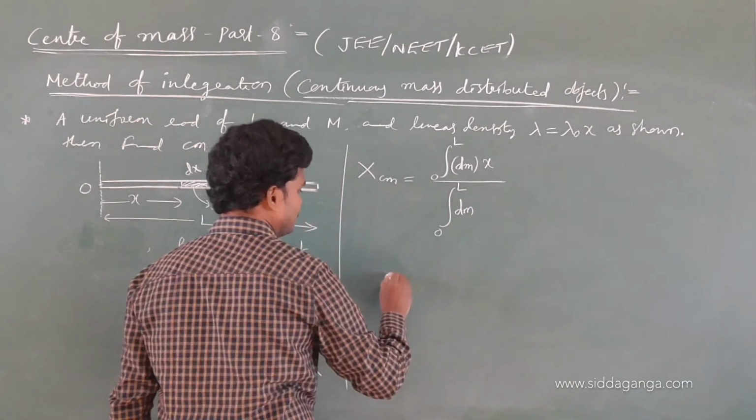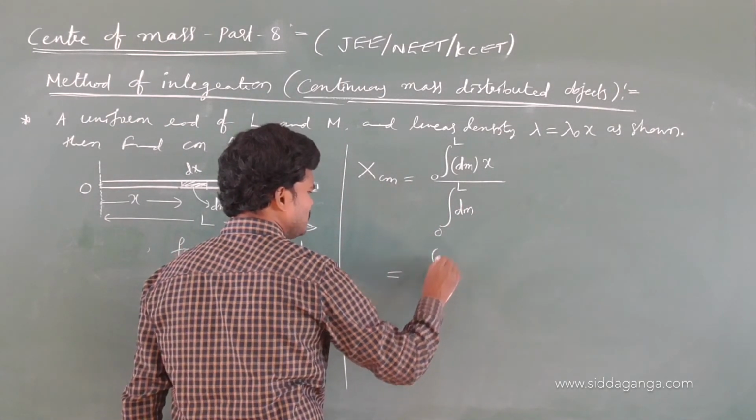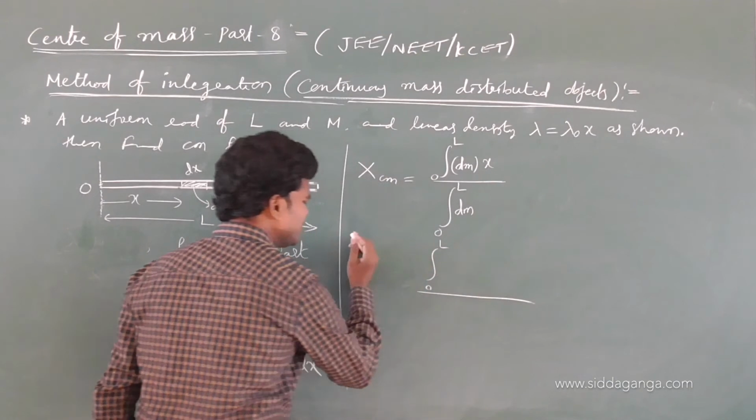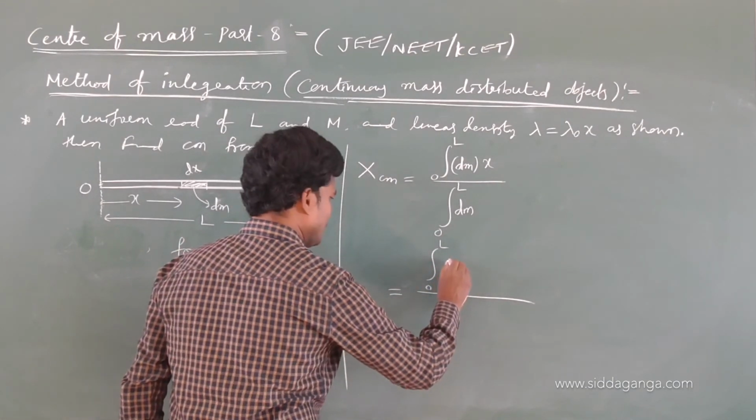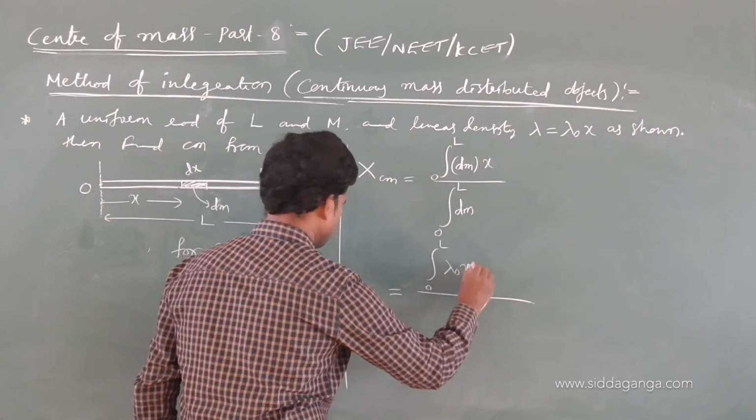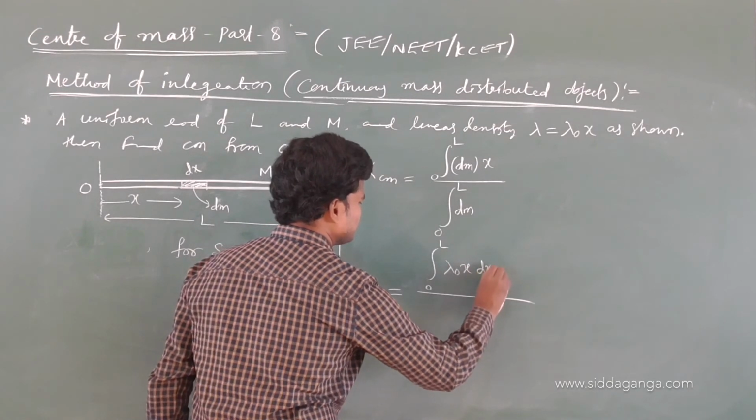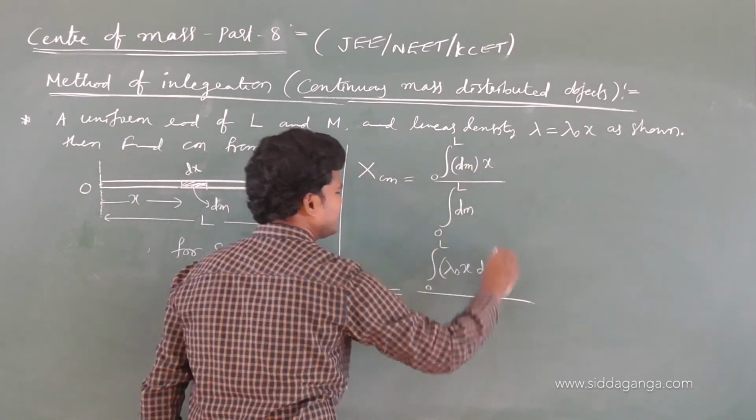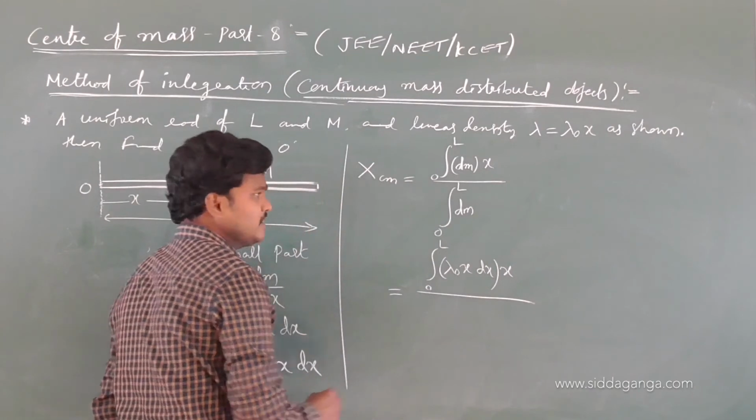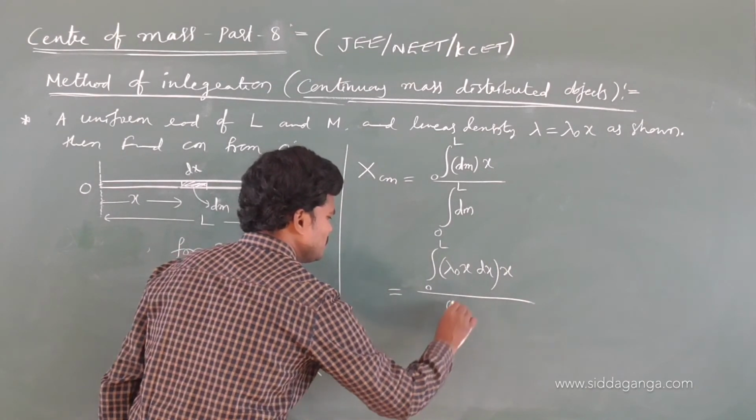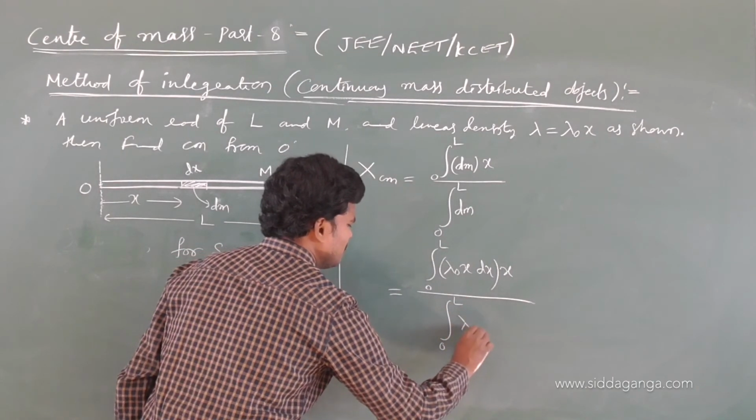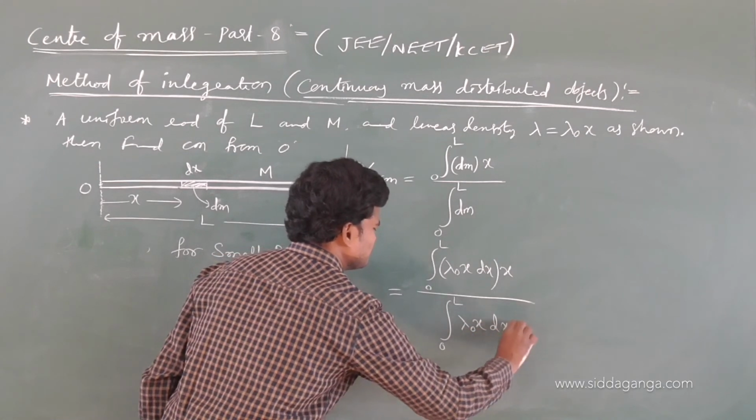Substitute the dm value. Integration of 0 to L. What is dm? Lambda naught is a constant, so dm is lambda naught x dx. I substituted dm, and x you keep as it is. And this is the integration of 0 to L.